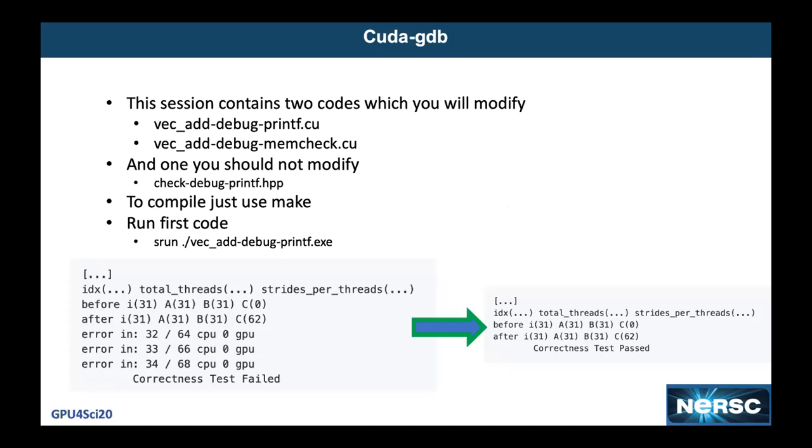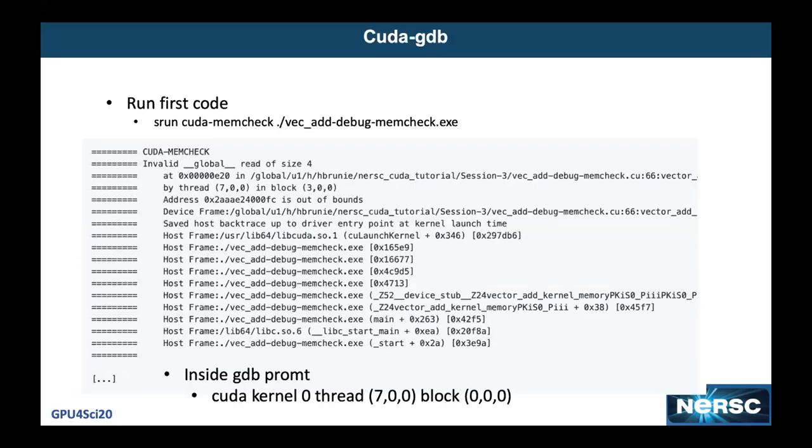First, you run the code with srun and the first file. And you will have the results on the left with the correctness test that fails. Your goal is to get to the right, with the correctness test that passes. To do that, you are helped by what is thrown on the output by the printf. That's why we say that we are debugging with printf. The idea is to understand what is going on here and why the test is failing. The kernel is the same as you executed during session one, session two. It's an addition of two vectors.